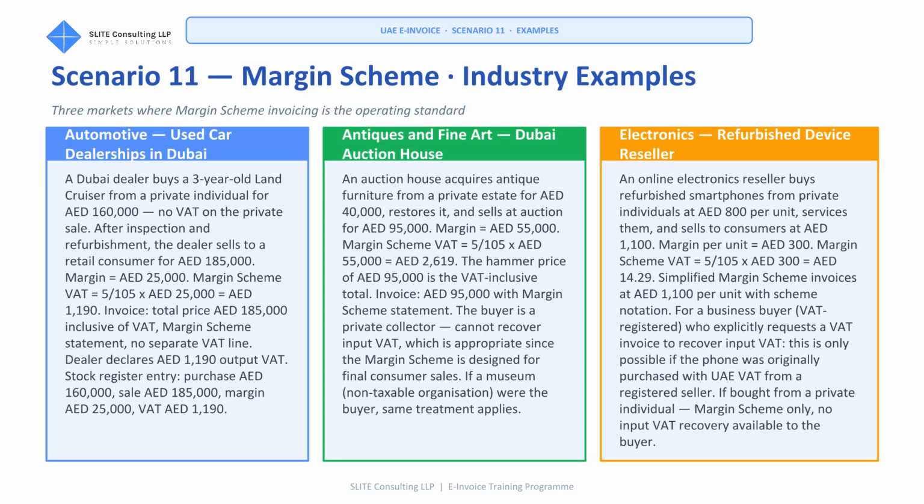Margin: 55,000. VAT: 2,619. Private collector buyer cannot recover input VAT, which is appropriate, since the scheme is designed for final consumer sales.